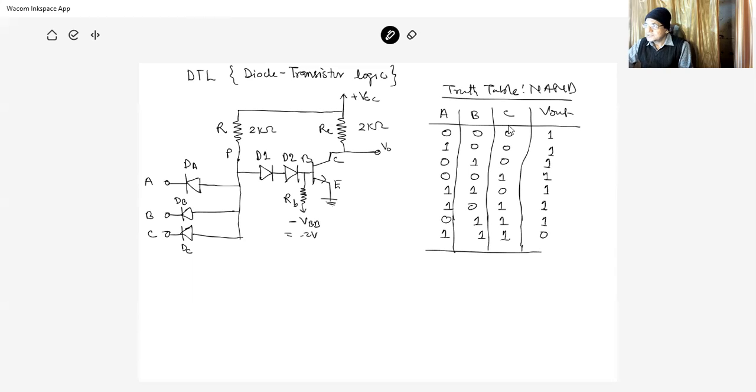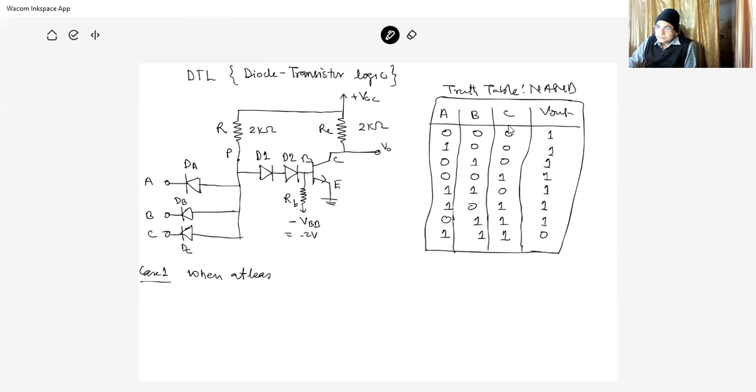So in this way, we have two cases. Case 1: when at least one input at diode DA, DB, DC is at 0 voltage. So what happened?